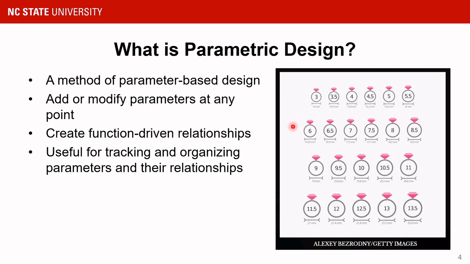So what you can use parameter-based design for in Fusion here is if you want to input the ring size into your design, you can automatically calculate what the diameter would be in terms of this standardized way of representing ring sizes, and then use that diameter in the dimension that creates this ring sketch. And so this is useful for creating these function-driven relationships and also for tracking and organizing parameters throughout a design.